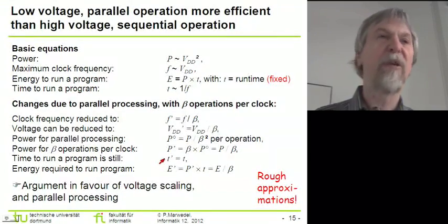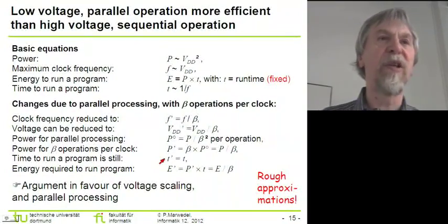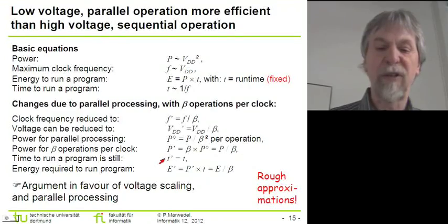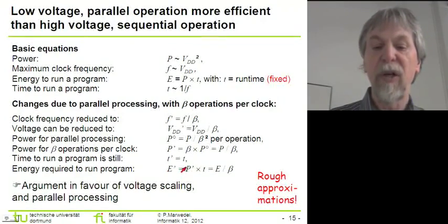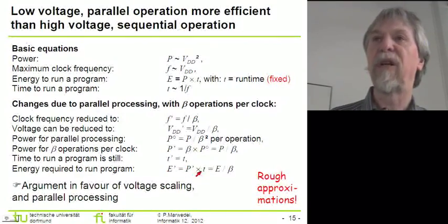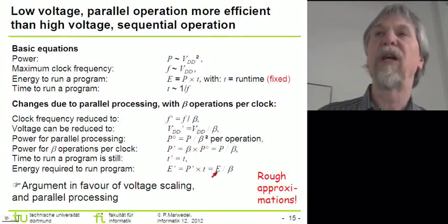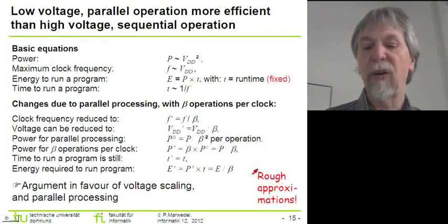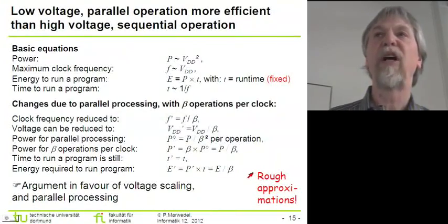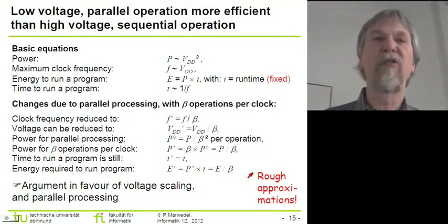We assume that we still have the same execution time. T prime is equal to T because we are executing still overall the same number of operations. And the energy that we are burning there is equal to the new power times the execution time, which is the old execution time. And that means the new energy is the old energy divided by beta. Now I have to admit that in this chain of arguments we used a couple of approximations. But nevertheless, the trend is correct.